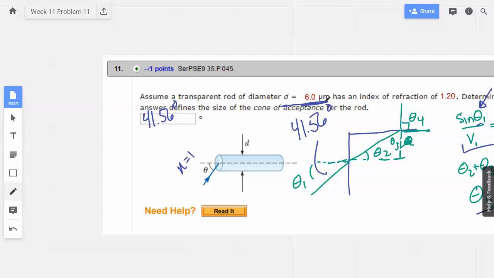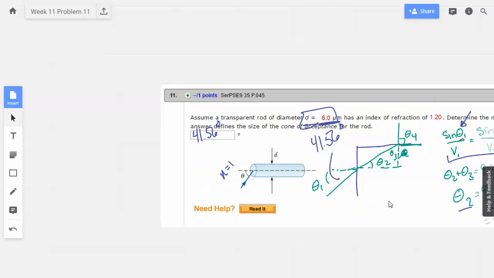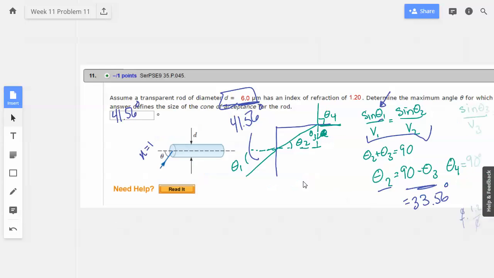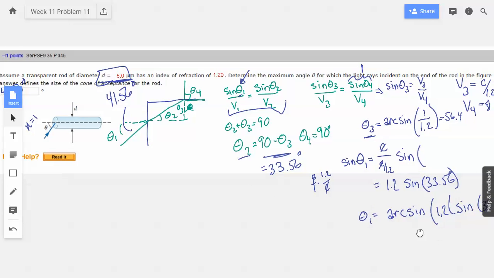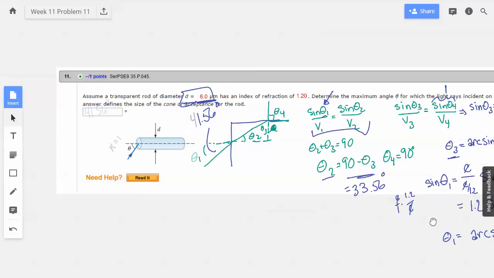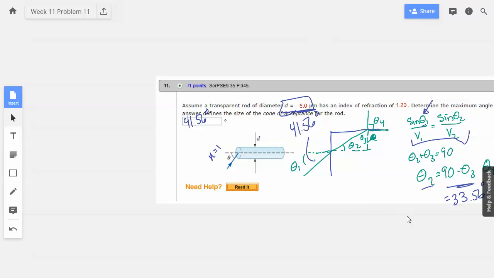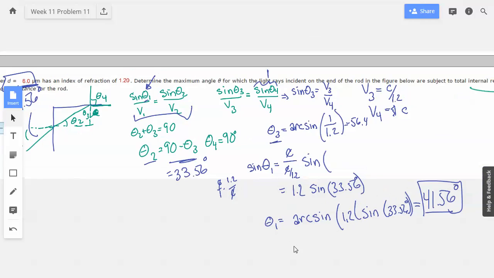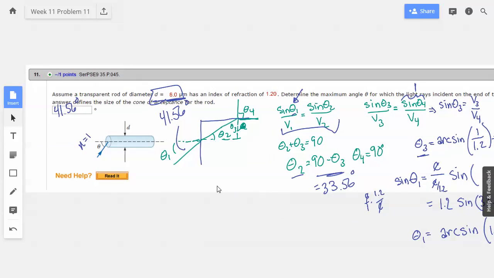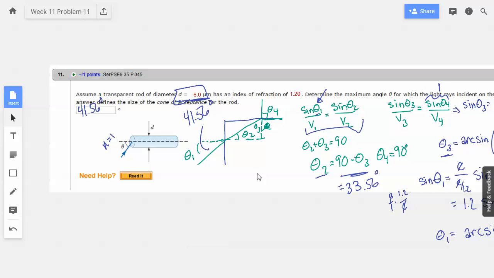And this guy right here, completely useless. Didn't use him at all. Yeah, alright. I think that seems reasonable. That probably just tells us that it's a thin rod. Alright, and that is how you do problem 11.